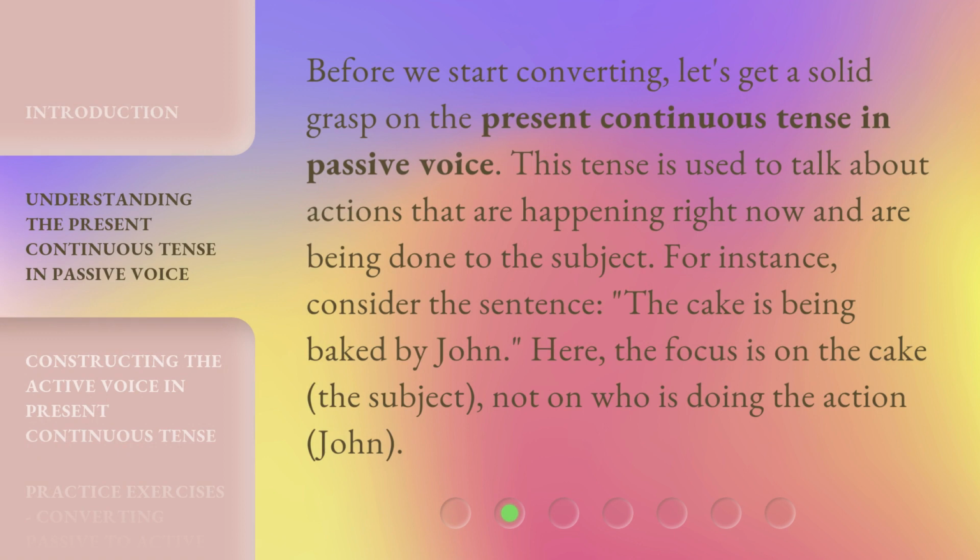Before we start converting, let's get a solid grasp on the present continuous tense in passive voice. This tense is used to talk about actions that are happening right now and are being done to the subject. For instance, consider the sentence, "The cake is being baked by John." Here, the focus is on the cake, the subject, not on who is doing the action, John.